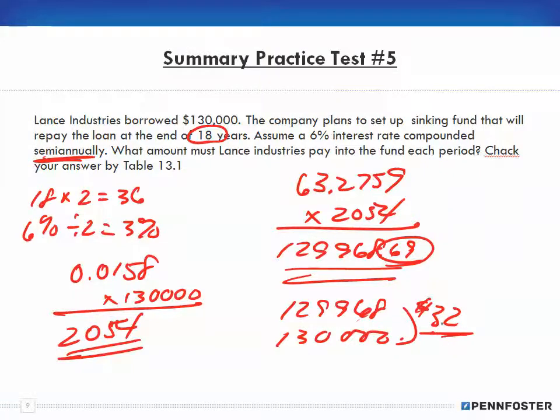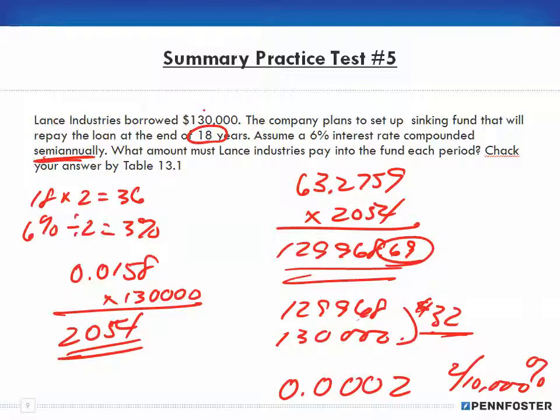But think of it this way: 32 divided by 130,000 is only 0.0002, so we're talking about 2 ten-thousandths, which is well within acceptable parameters of a cents adjustment. But if you ended up with something like 129,875, now you're starting to push into being actually wrong because you're off by almost $1,000. So just be aware of that as far as rounding is concerned.